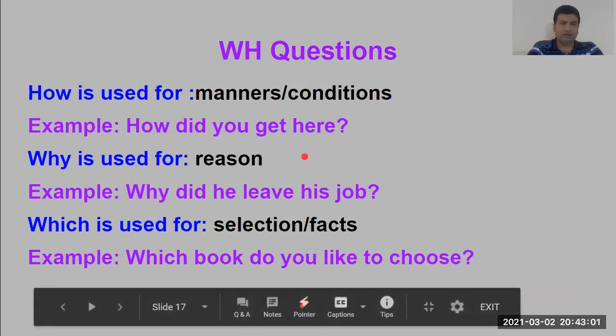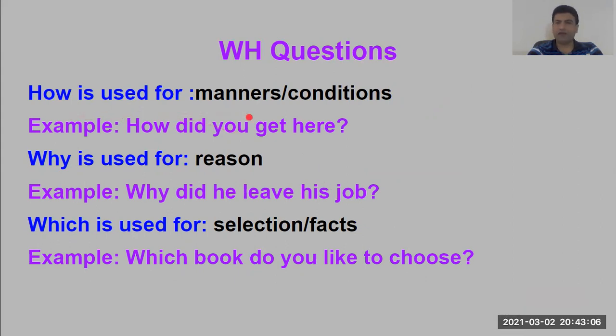Okay, then there is another word, that is how. How is used for manner or condition. It means how an action occurred or happened. So let's look at this example. How did you get here? By foot, or on foot, or by car, or by bicycle, etc.